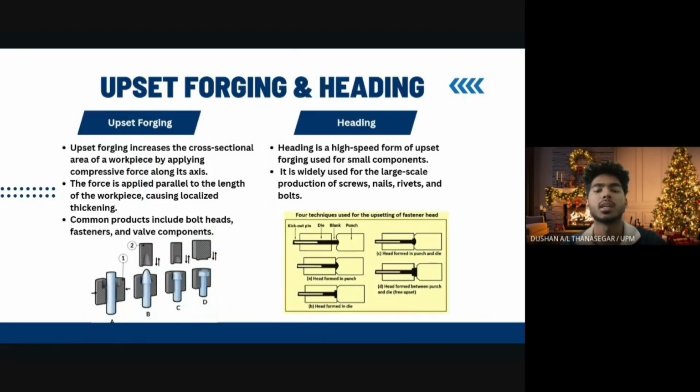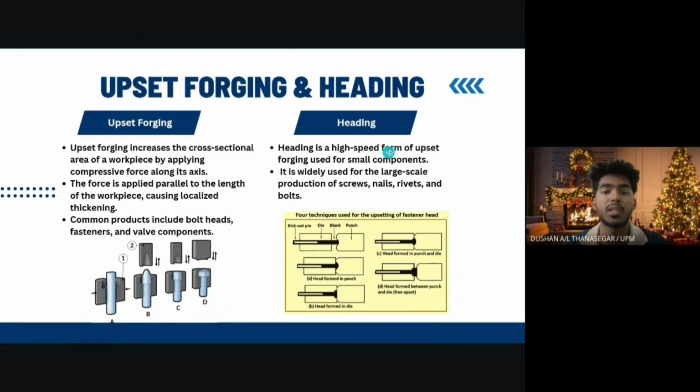Now, I'll discuss upset forging and heading, which are closely related processes. Upset forging increases the cross-sectional area of a workpiece by applying compressive force along its axis. The force is applied parallel to the length of the workpiece, causing a localized thickening as shown here. Common products made using upset forging include bolt heads, fasteners, and valve components.